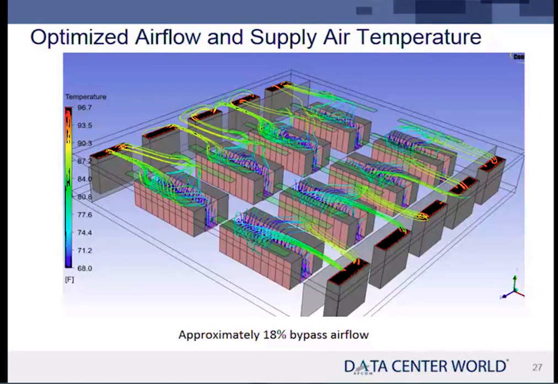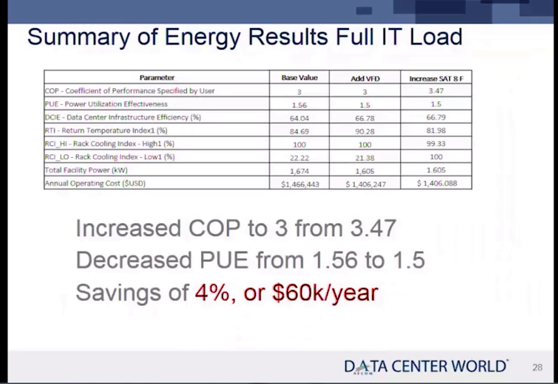And there's our final plot. You see there is some bypass airflow, about 18%. It's about as good as you're going to get without going to containment. If you were to contain it on the hot side, you could eliminate that bypass airflow and do a little bit better, or contain it on the cold side. Either one would work. In this case, I didn't do full containment. I just wanted to show you because not everybody has full containment, and furthermore, as I said, that does introduce some variables there too.